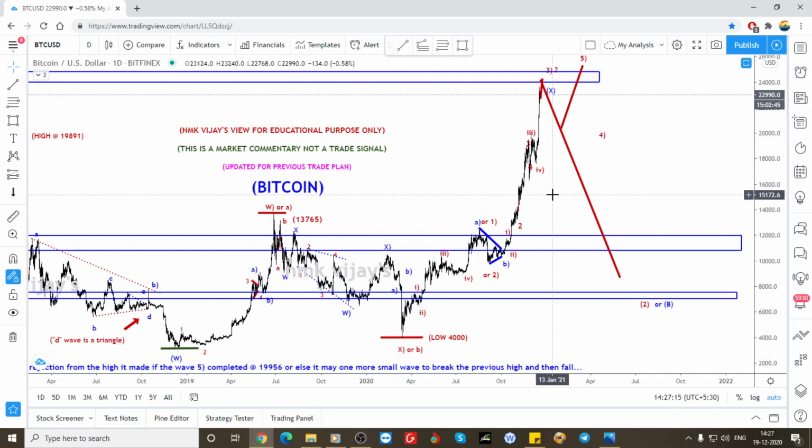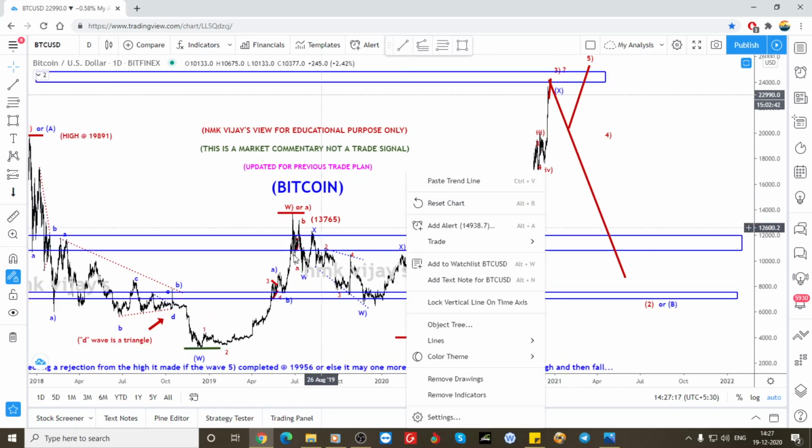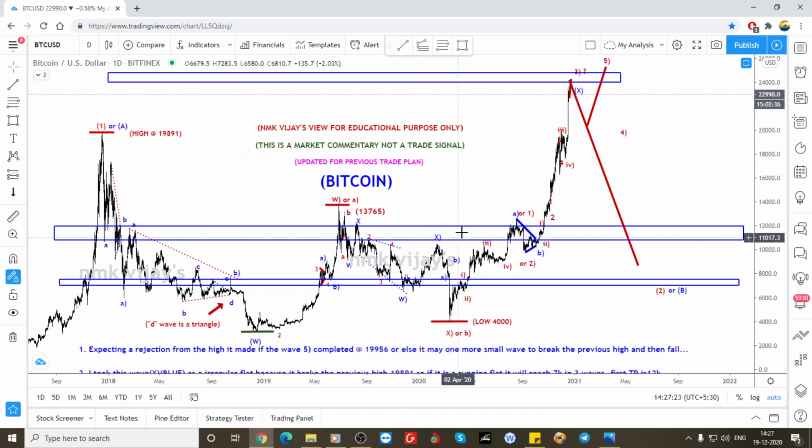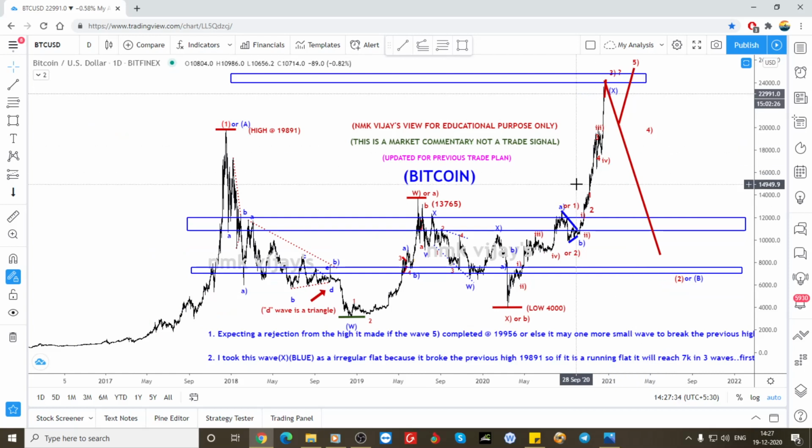So it may or may not be, but in my view it looks like A, B, C is a 3-wave structure, and here is also a 3-wave structure. So again one more 3-wave structure, or it could be a 5-wave structure. So in that, this could be a B and C. It can go above 24,000 as of now, but previously I said from that 14,200 it has to come down, but it already shot up.